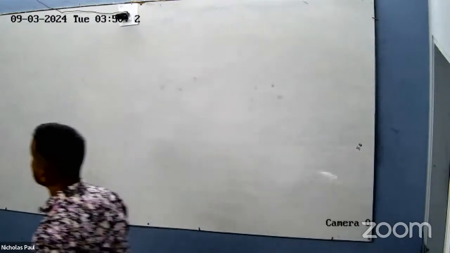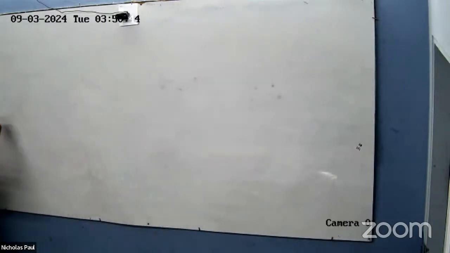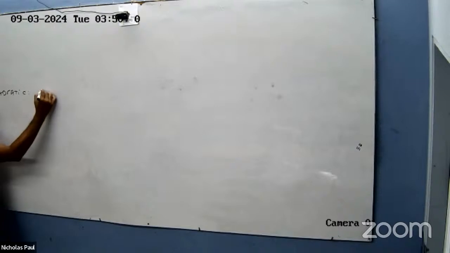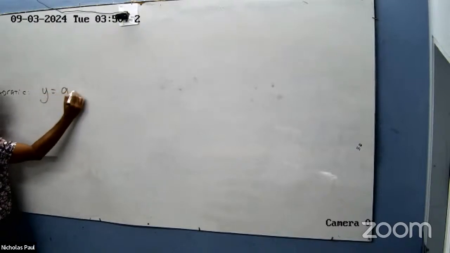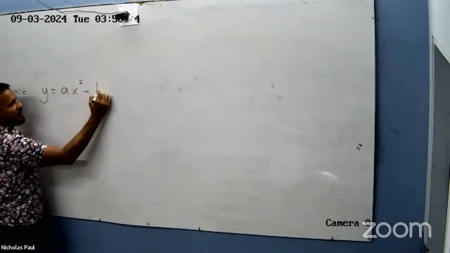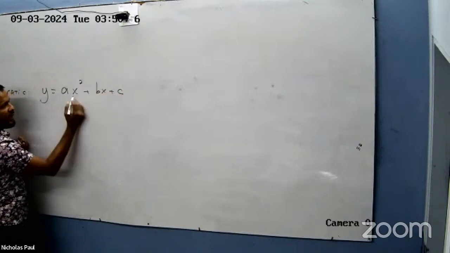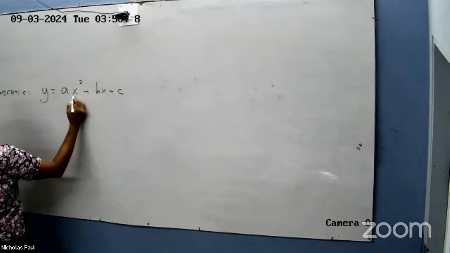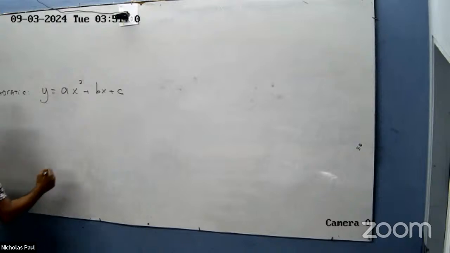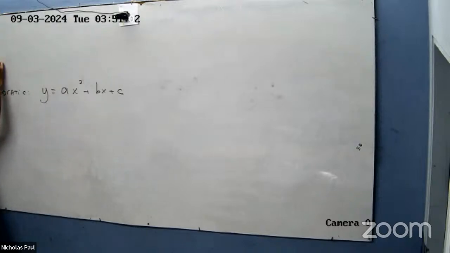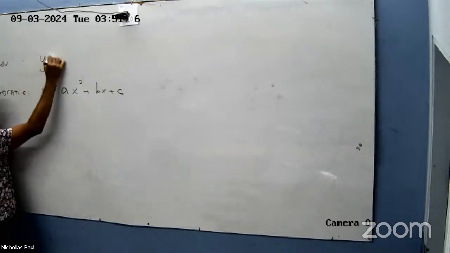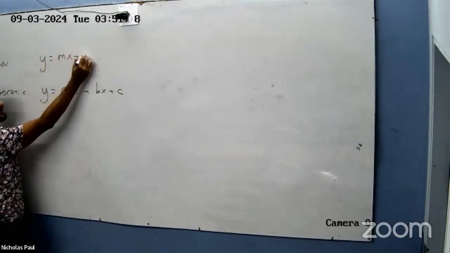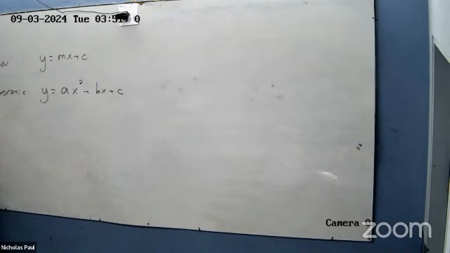All right, so this here is one of the most popular types of equations that we will be using, right? That's the quadratic. It's of the form y is equal to ax squared plus bx plus c. The highest power of x is 2. Okay? There's a next type called linear, which you may have used already. y is equal to mx plus c. Highest power of x is 1.